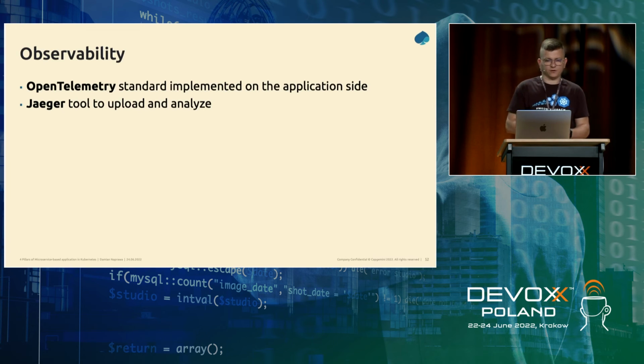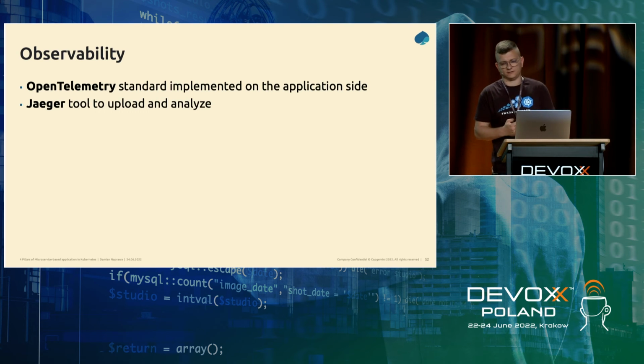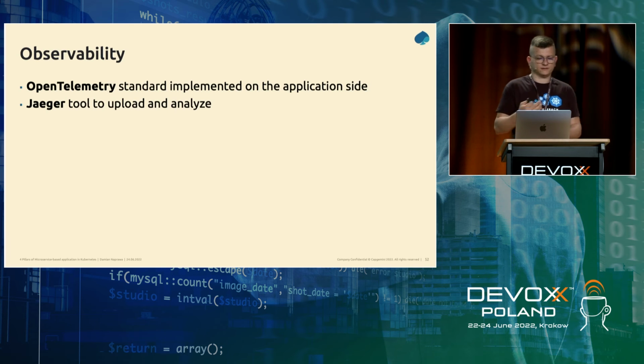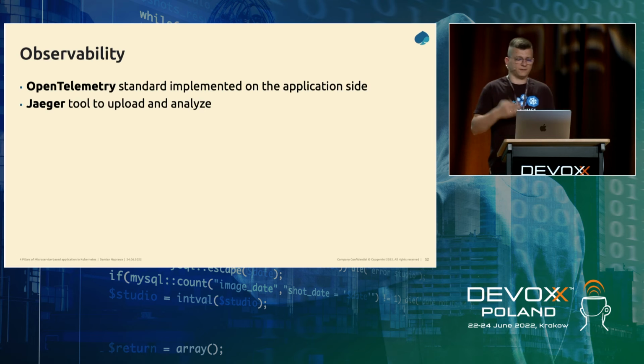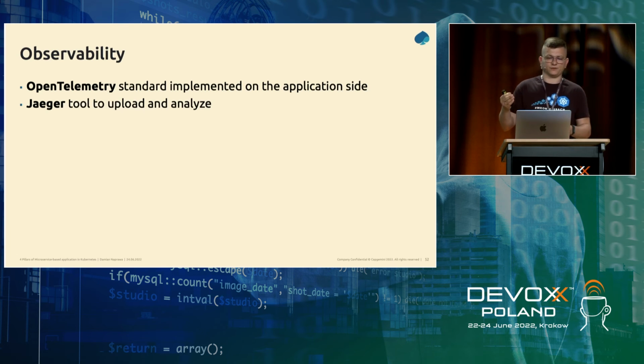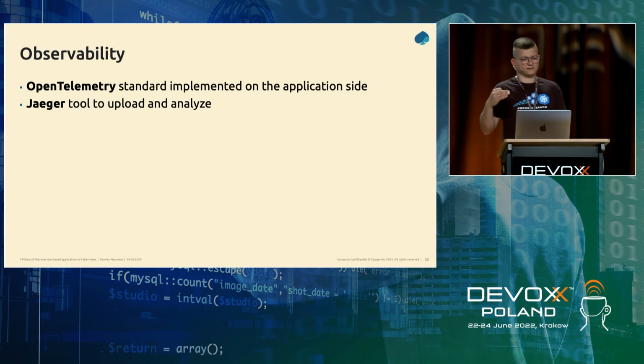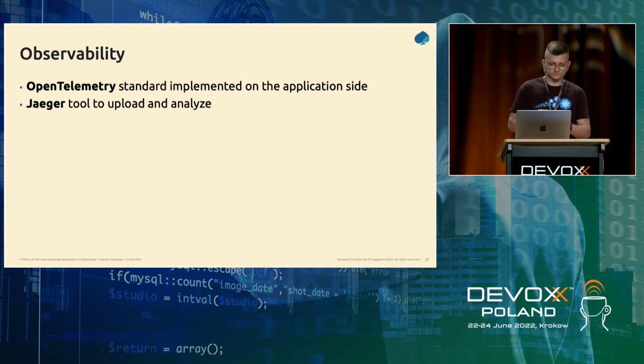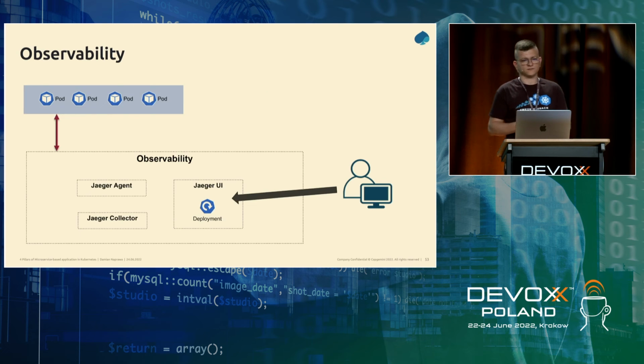Now we are going to the observability part, which is, I think, very important, and maybe you haven't heard about it. So we're using the OpenTelemetry standard, which is implemented on the application side. On the application side, there is an important library which integrates with Jaeger, and the logic is implemented in the code. Yeah, so this is not something which Kubernetes can handle by default. You need to prepare it before the deployment. So it will look like this.